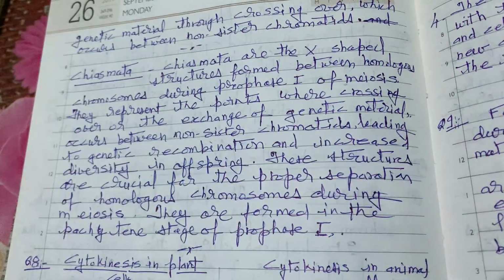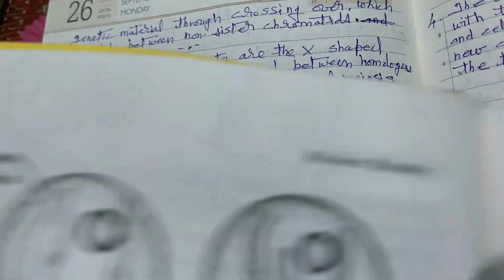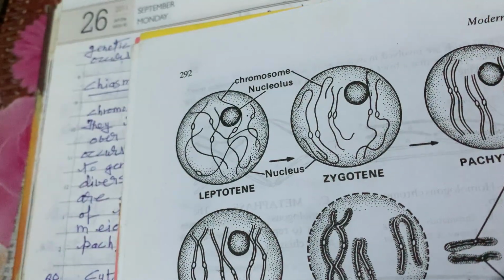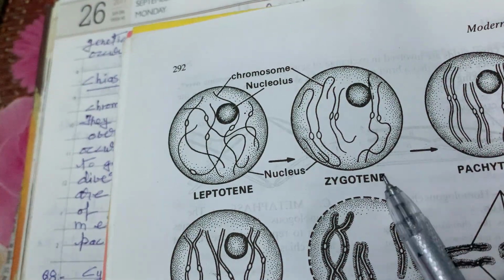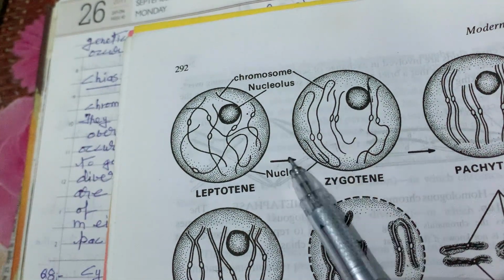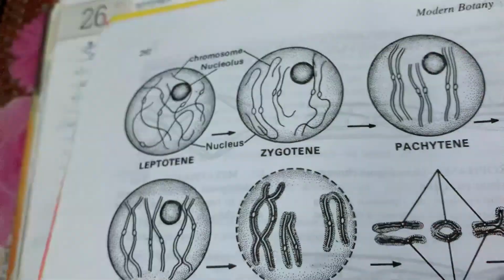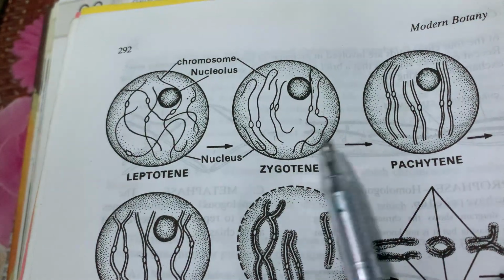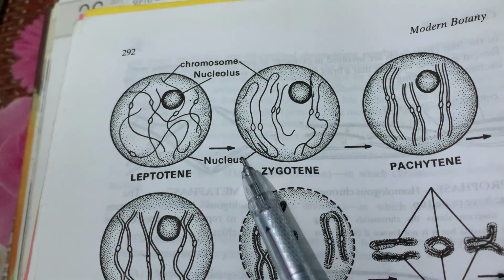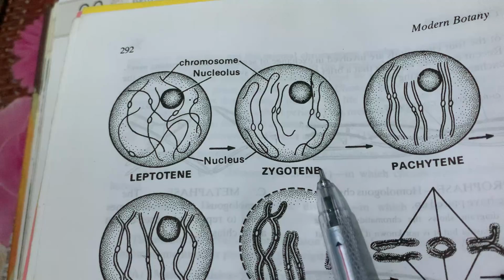Here you can see, I can show you. This is the leptotene stage where the homologous chromosomes are separated. In zygotene, the homologous chromosomes show pairing. This pairing of the homologous chromosomes is called synapsis.